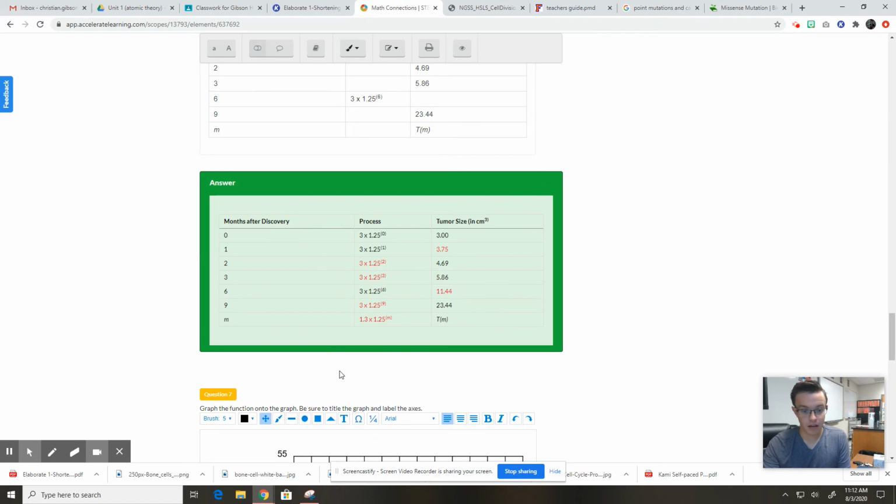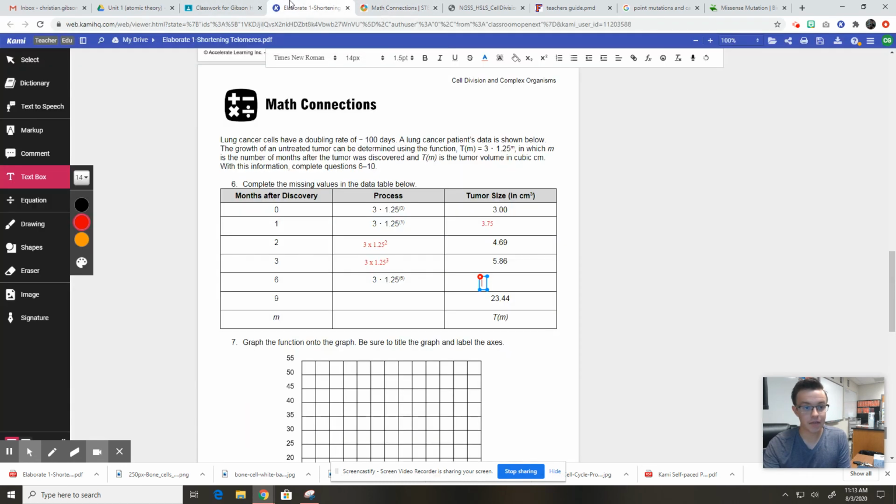And that is, I believe, 11.4. All right, cubic centimeters. So we started out at 3, now the tumor is at 11.4 cubic centimeters. It's almost quadrupled in size, so that's a little scary.